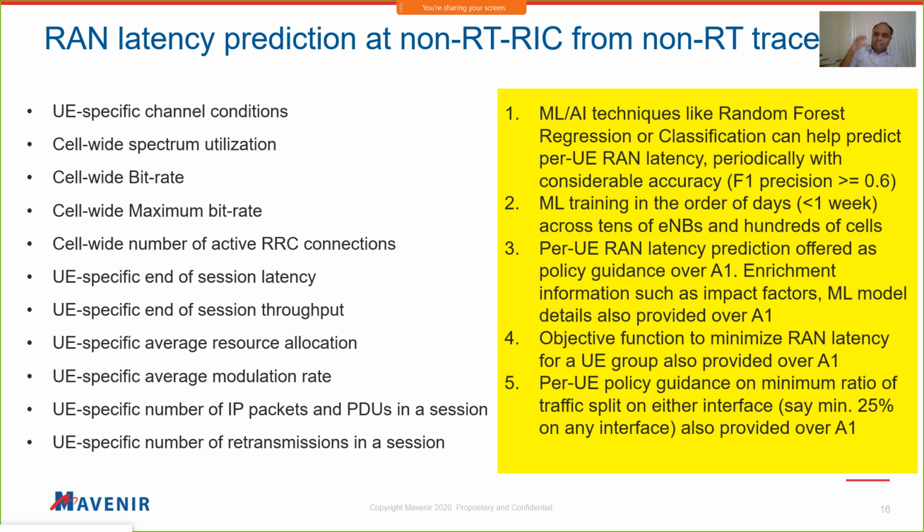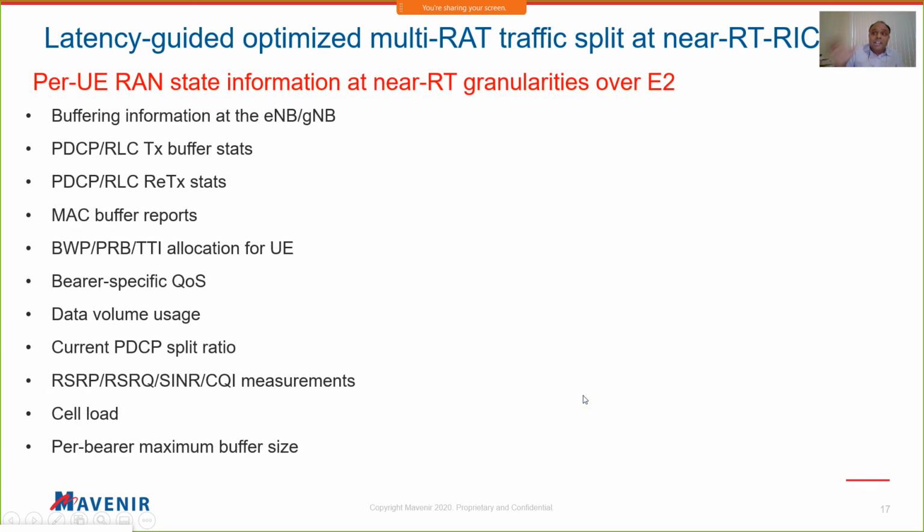And once the RAN latency is predicted, it is offered as guidance over the A1 interface, along with some enrichment information that talks about the impact factors of these input features, the details about the machine learning models, and also objective intents, like minimizing the RAN latency for a group of users. And also guidance on what is the minimum amount of traffic that should be split on either interface.